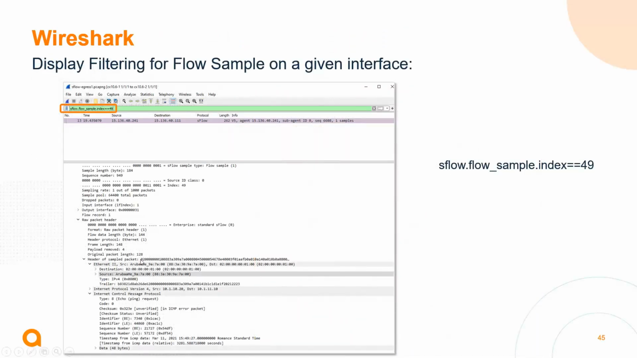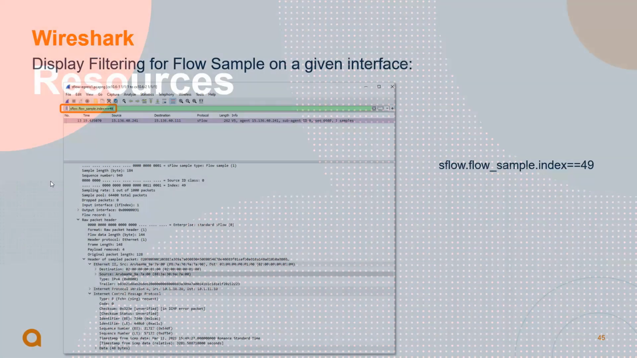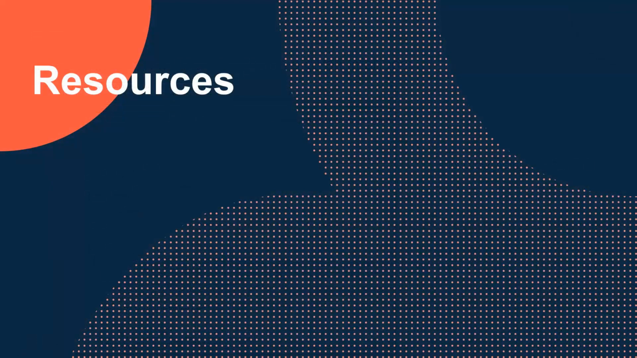And on Wireshark, as I was mentioning, I will use this display filter in order to analyze specifically a given interface, the filtering and the S-Flow data based on that filter. So let's go to the live demonstration.